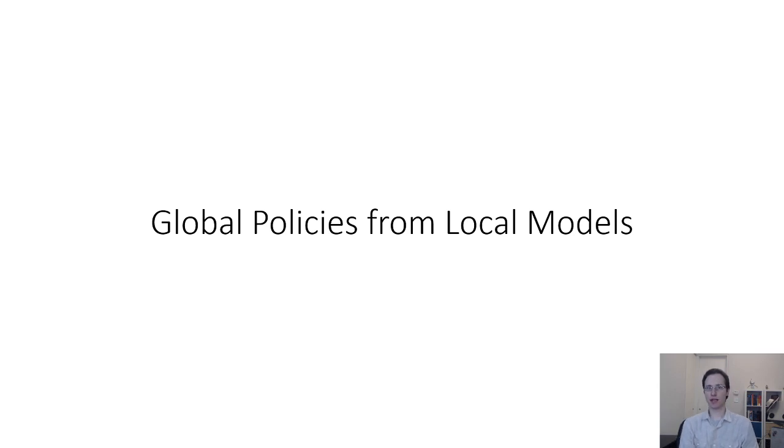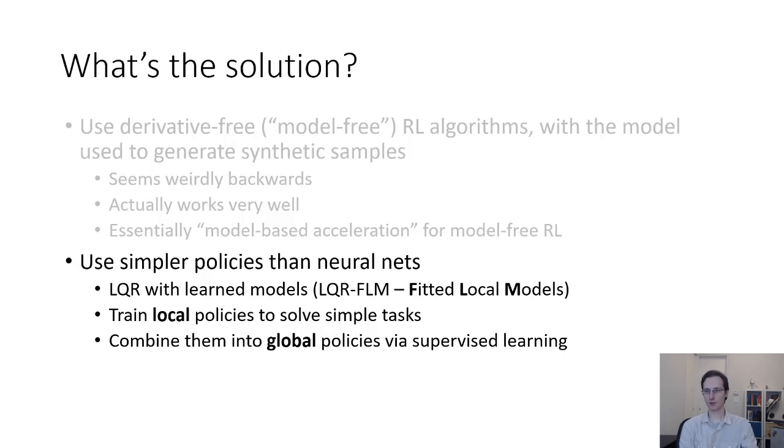All right, in the last portion of today's lecture, I'm going to discuss how we can get global policies from local models and local policies. So essentially, when we want to use simpler policies than neural nets, we have three steps. We learn our local models, we get local policies from those local models, which is what we discussed in the previous part, and then we combine those local policies to get a global policy.